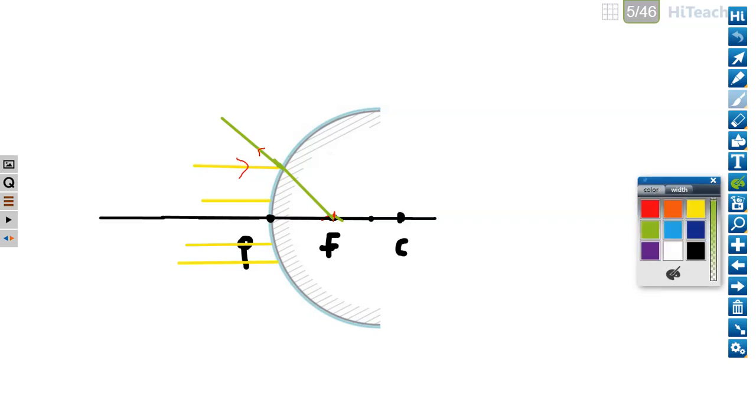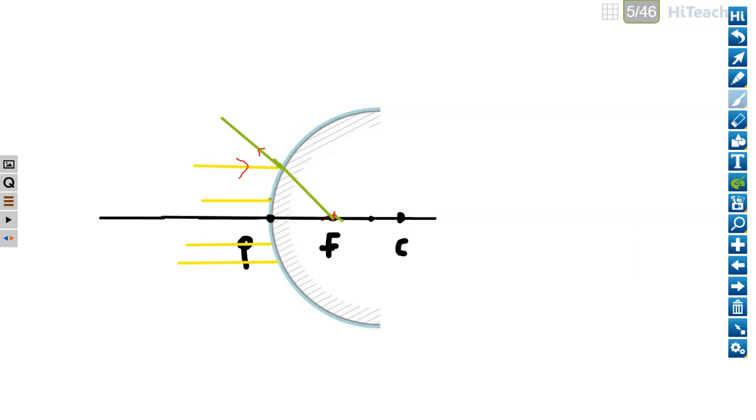Okay. This one, how will it be reflected? It will be reflected this way. If you extend it, you will see the reflected ray like this, like it comes from the focal point. The same thing for this one. It will be reflected this way. So it appears like it comes from where? From the focal point also. The last ray, it appears like it comes from the focal point when you extend it.